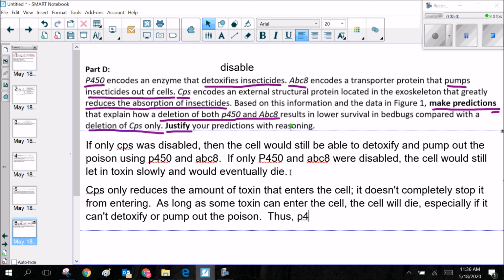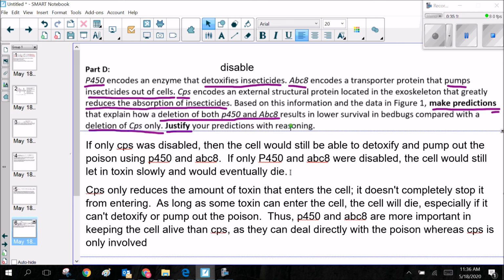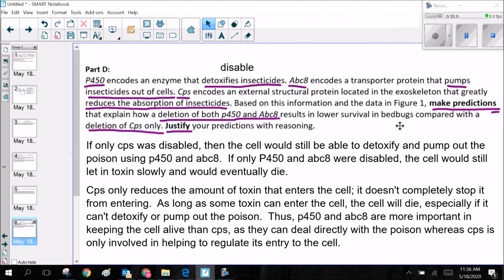Thus, P450 and ABC8 are more important in keeping the cell alive than CPS, as they can deal directly with the poison, whereas CPS is only involved in helping to regulate its entry to the cell. Okay, so I've gone ahead and provided a little bit more context and explanation for this one. Now you can probably do it in far fewer words than I did. Again, this is just off the top of my head.